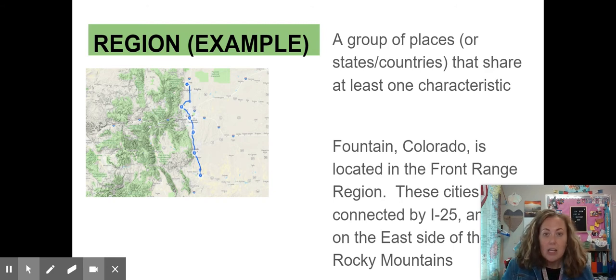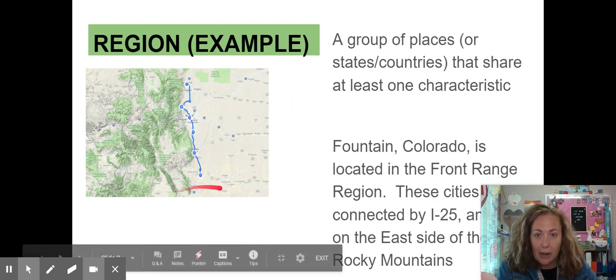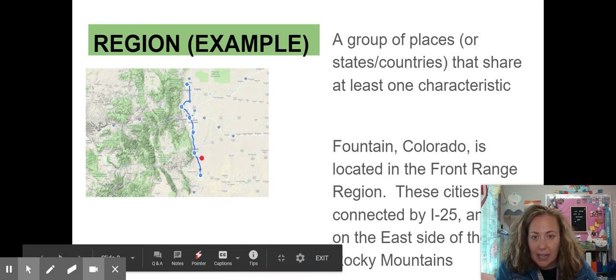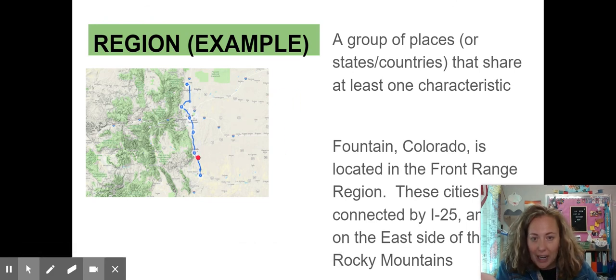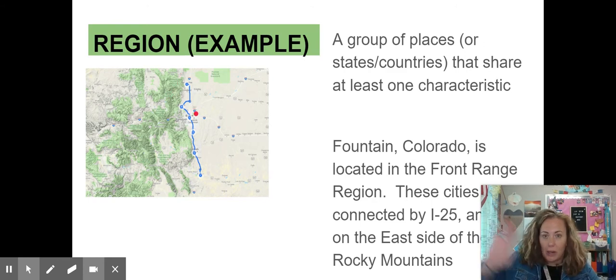So Mexico has a lot more in common with Central and South America than it does with the United States or Canada. So for this example, using Fountain as my example, I put a picture of the Front Range. So this is the state of Colorado here, and then Fountain is located right in this area, right here along this blue line. And I put for the description, Fountain, Colorado is located in the Front Range region. These cities are connected by I-25 and are on the east side of the Rocky Mountains. So we have these green things are the Rocky Mountains, beautiful big mountains out the window.